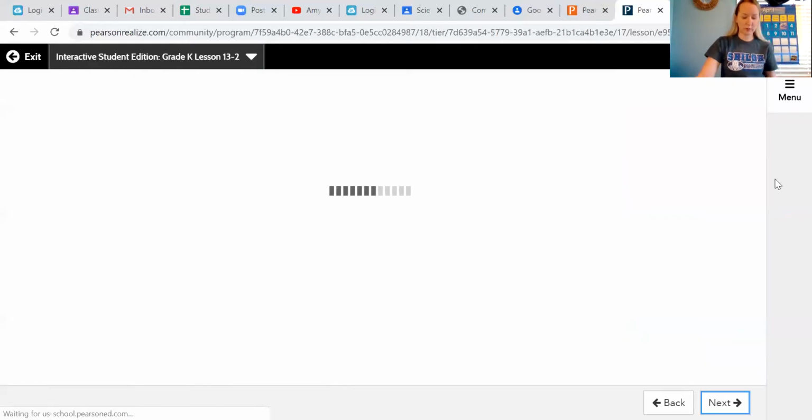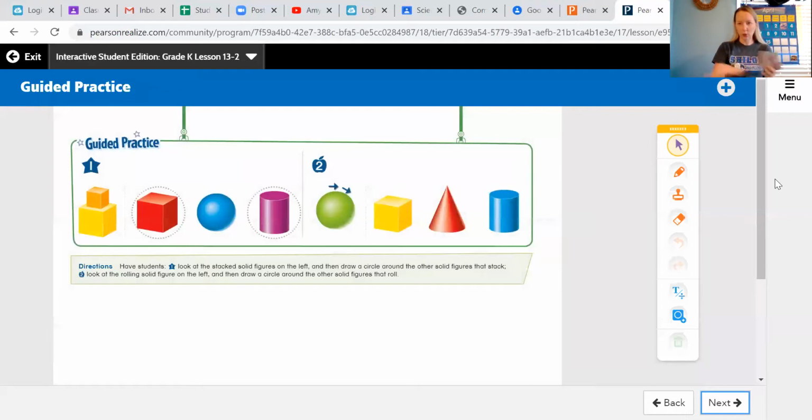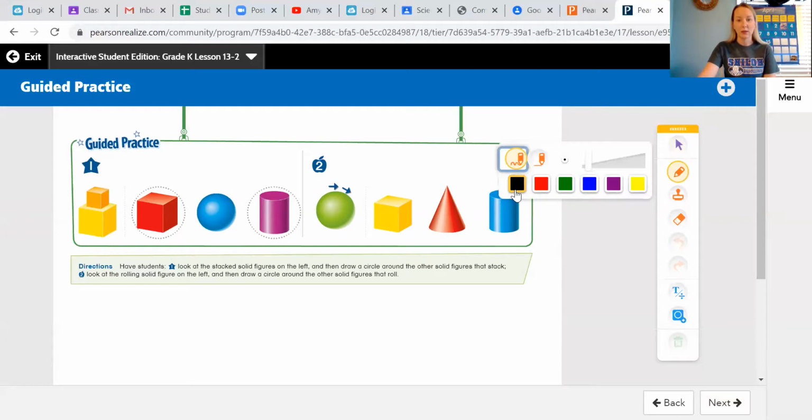All right, we're gonna go down to number 1. Hopefully you can find some objects around your house to help you do this. If not, we just have to really think with your brain and figure out what each shape can do. So number 1 says, look at the stacked solid figures on the left right here, these 2 cubes, and draw a circle around the other solid figures that can also stack. Let me get my pencil out.